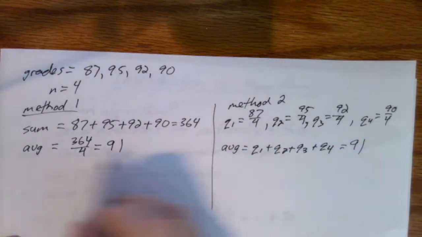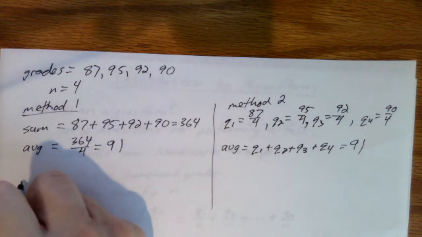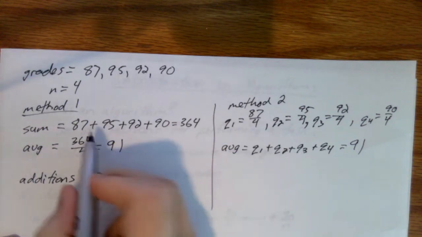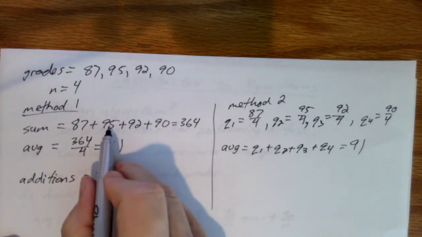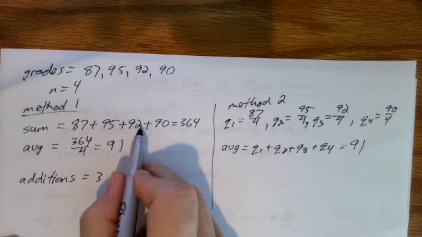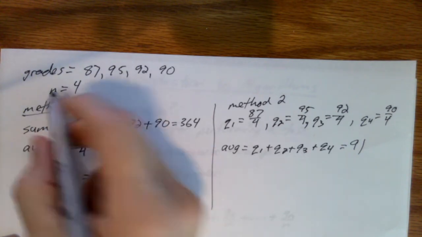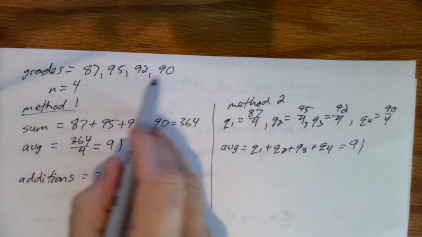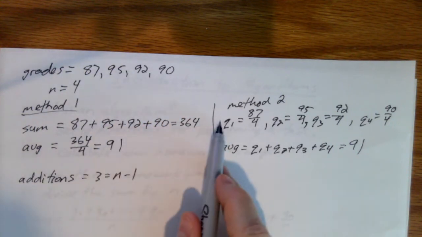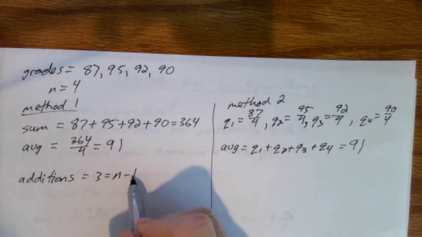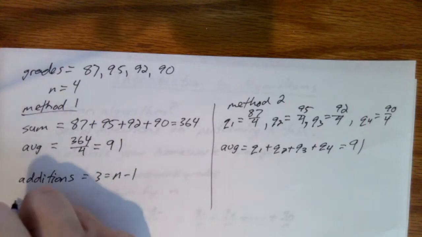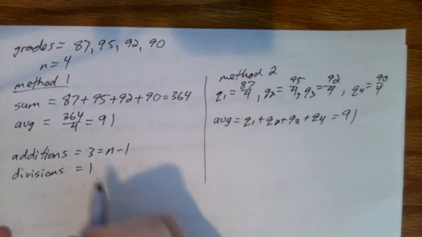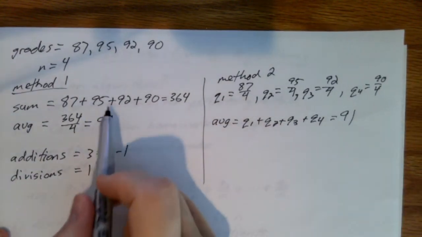Now, if we're trying to figure out what the computational effort is, if we look over here, we can first count additions. I added two numbers together, that's one addition. Add 92 to that sum, that's two additions. Add 90 to that, get three additions. But in terms of n, that's n minus 1, right? Because if I had actually 1,000 grades, I would have more additions here. It would be, in that case, 999. And then I perform one division at the end. And that's true no matter how many grades are to be summed.